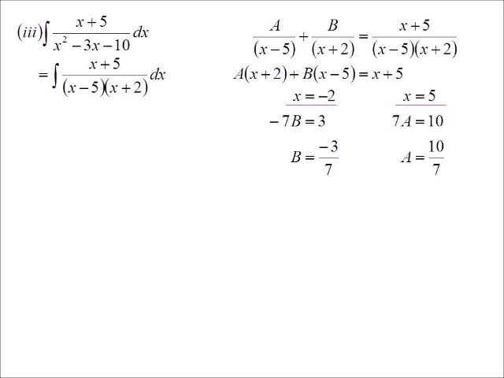5 will make the b disappear. We get a as 10/7. Remember this one, there's something to substitute in the right hand side as well. Be careful with that. Remember, you're substituting into all the x's.